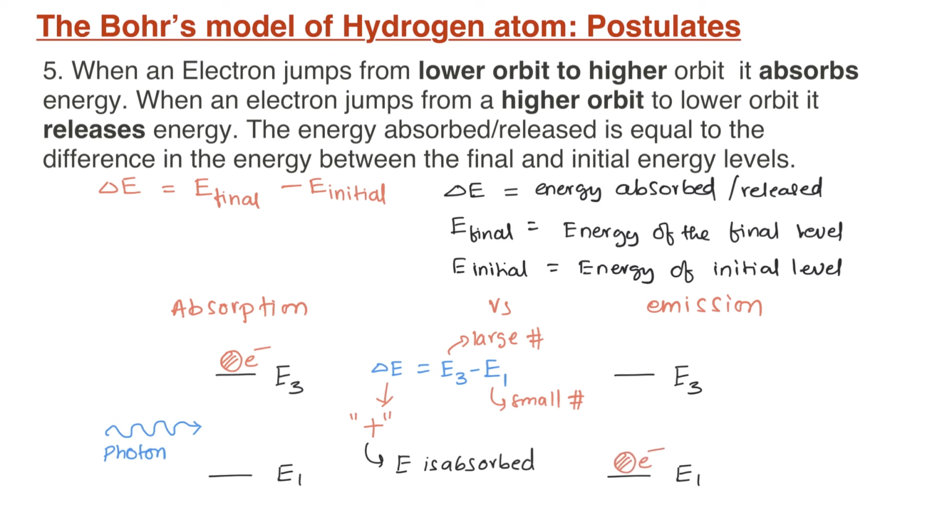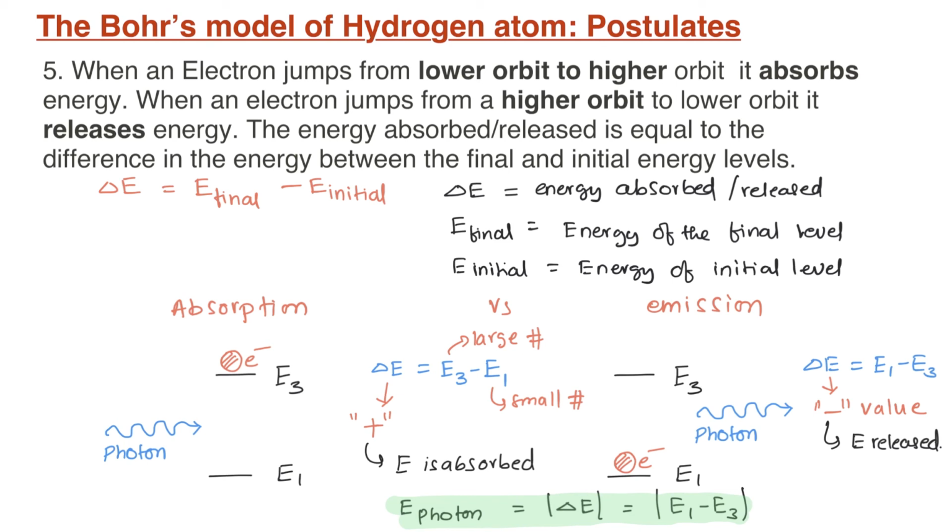When an electron jumps from E3 back to E1, the energy released can be calculated as delta E is equal to E1 minus E3. Because we are subtracting a larger number from a smaller number, we get a negative value for delta E, which means a photon is released. The energy of the photon, however, in both cases is equal to the modulus of E1 minus E3. That is, the same photon that is missing or absorbed in the absorption spectrum is released in the emission spectrum.